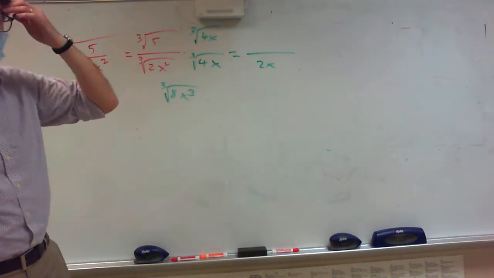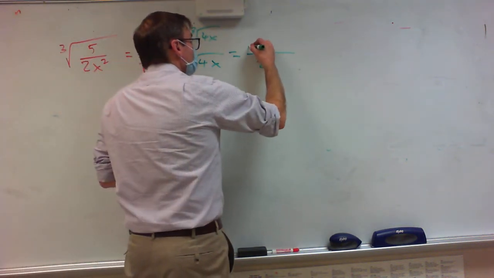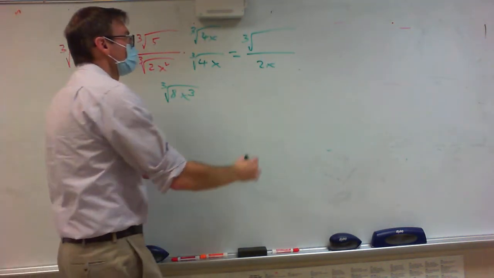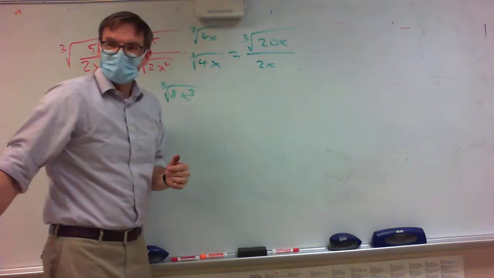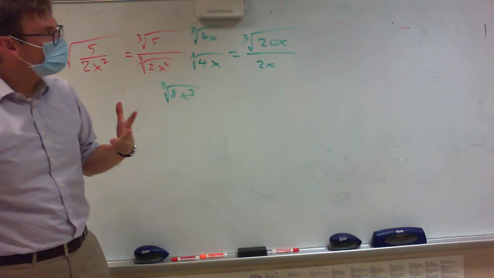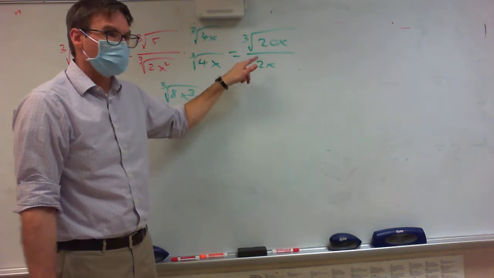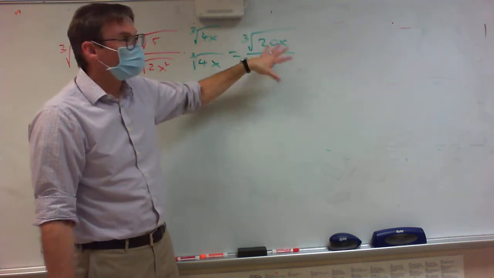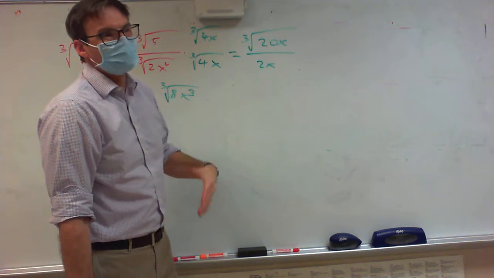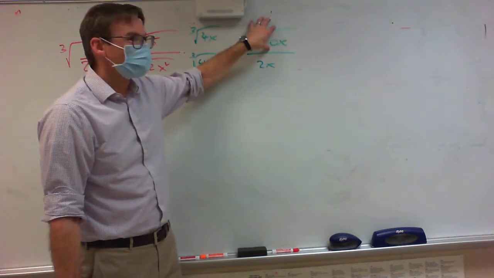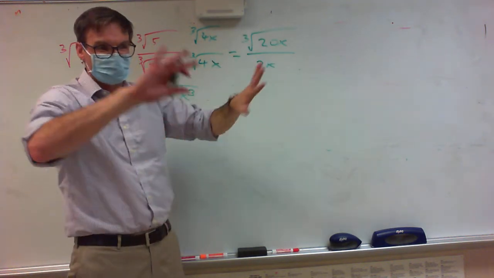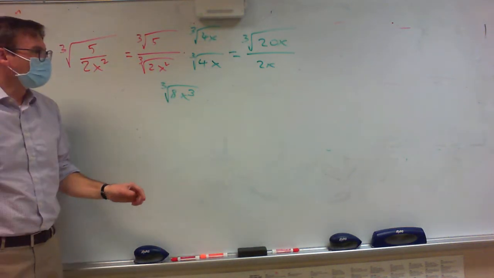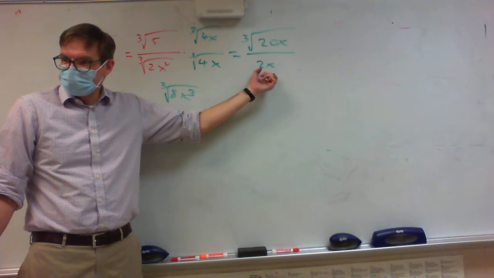And now what's on top? Cubed root of 20x. And please don't have the urge to try to cancel stuff out. That would be really bad, right? This is inside the radical. This is outside the radical. They don't play together. When I taught Algebra 1, I always talked about that. This is inside the house, this is outside the house, they're separated. You can't do anything with those. Did that kind of make sense?